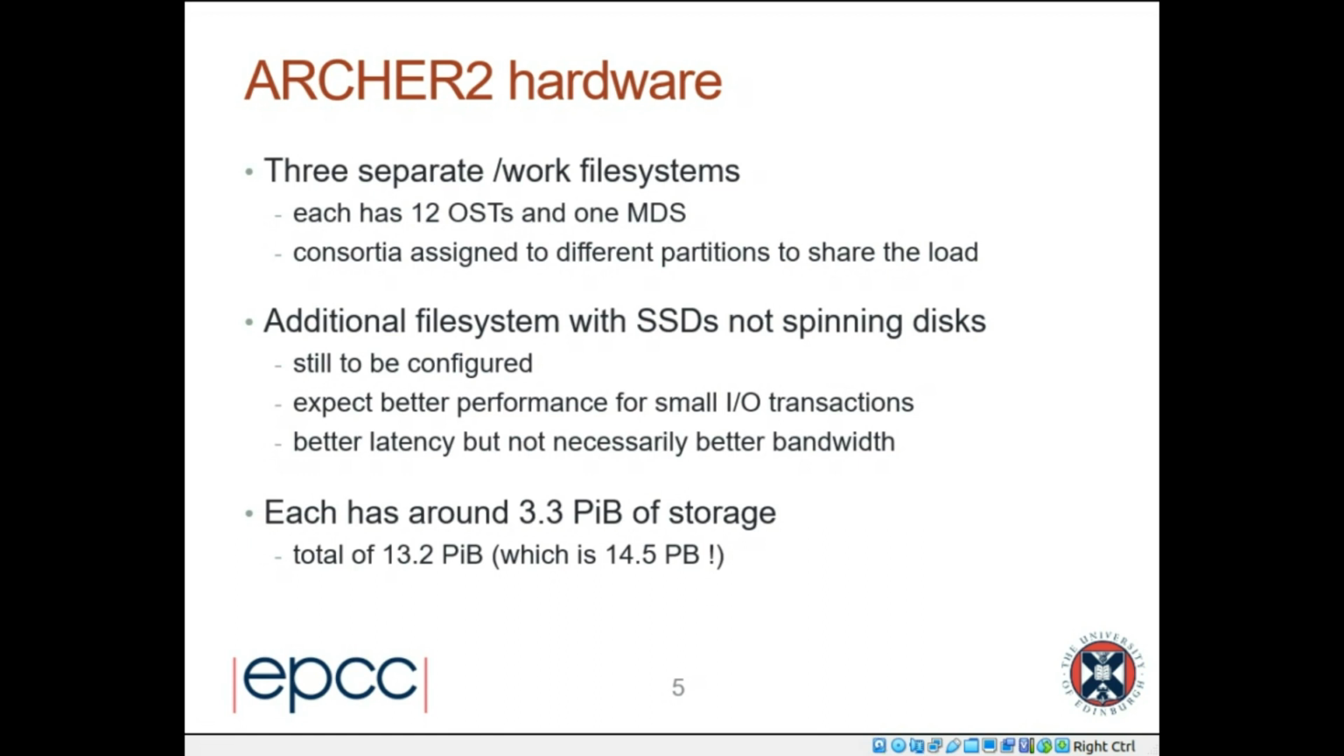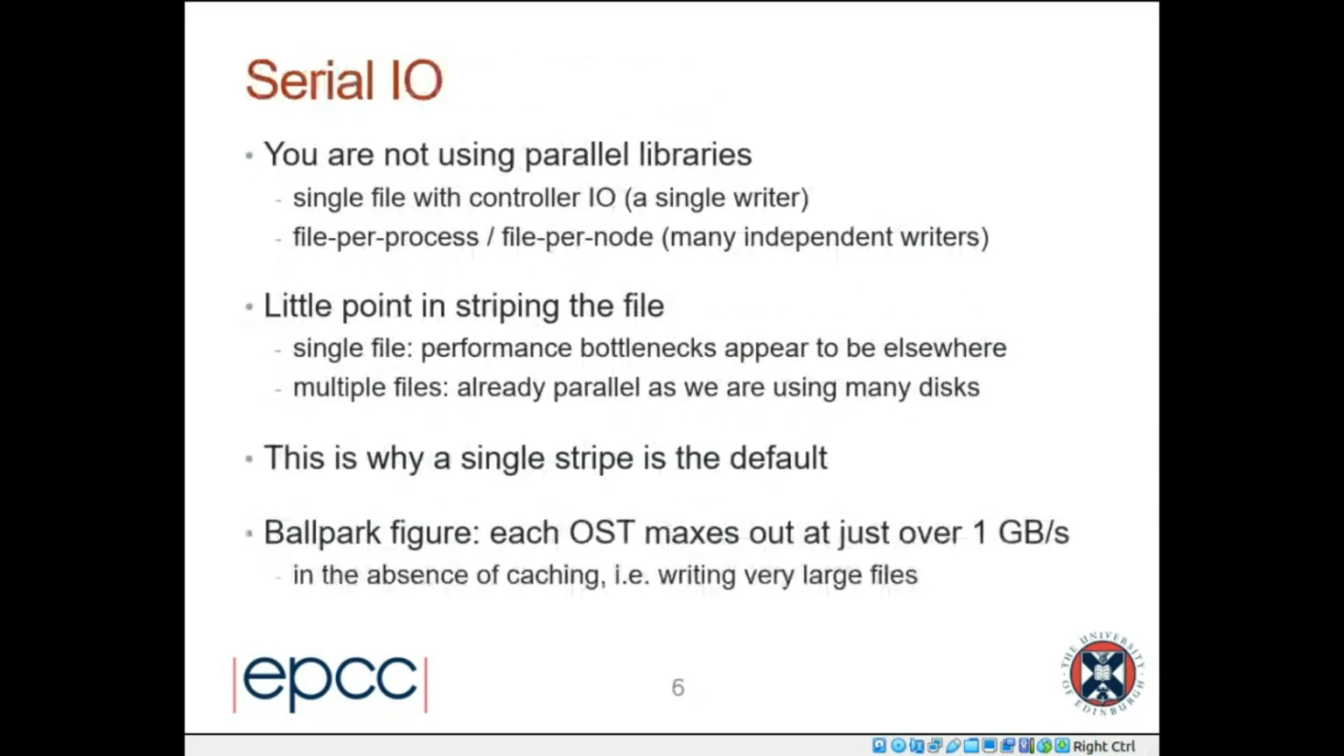But you know, you've got 3 or 4 petabytes in each of 4 file systems, 3 of which are going to be standard spinning disks, 1 of which is a solid state array, which is yet to be fully configured. So if you're using serial I/O, you're not using any parallel libraries. What you're doing is a single file with controller I/O, a single writer, or you might do file per processor, file per node. But in each case, you're just opening a single file. In the first case, you're opening file.dat, gathering the data using MPI and writing a single array, a single file. In the second one, you're opening lots of files, but each process, or each node, is only doing serial I/O. In that case, there's little point.